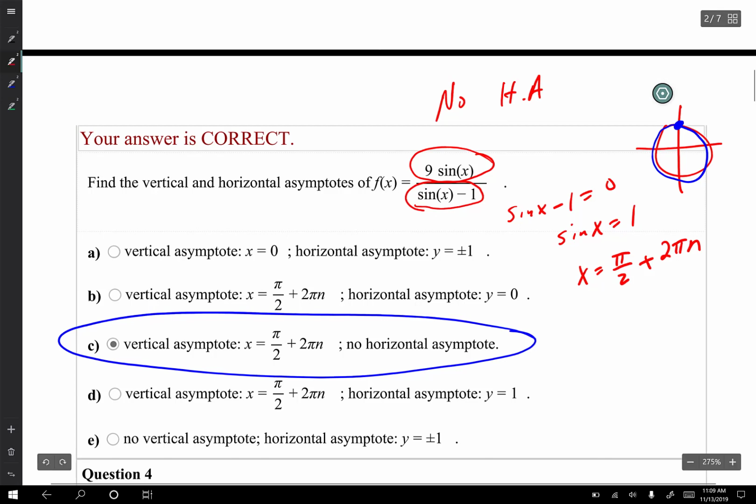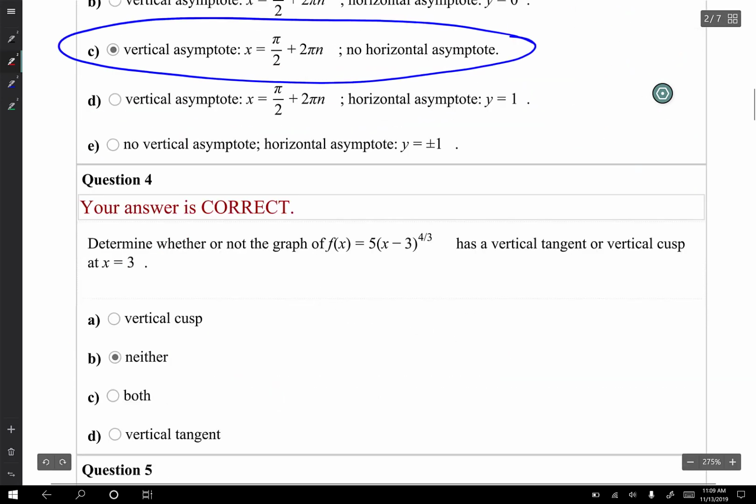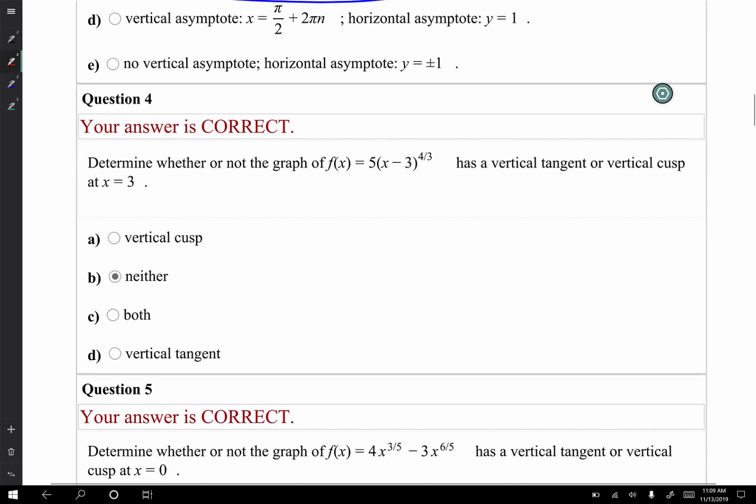All right, let's continue. Determine whether or not the graph has a vertical tangent or vertical cusp. Okay, this is actually pretty interesting, guys. I got lucky with my quiz that I didn't have any that had vertical cusps. Without putting these in the calculator, I want you to be able to tell algebraically whether it's a vertical tangent or not. And it's very simple.